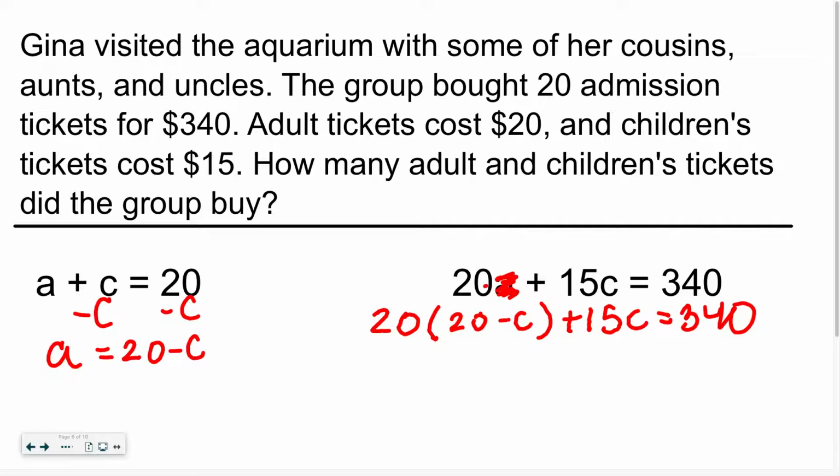So now how can we solve this? What can we do to solve this? Distribute. Okay. Distribute the 20. What do we have? 400 minus 20C plus 15C equals 340.